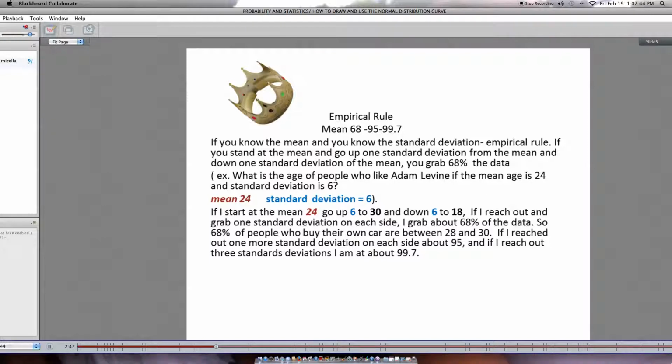So if I move over 1 to the right, I move up 6. That gives me 30. And if I move 2 standard deviations, I go to 36. And if I move right 3 standard deviations, I go to 42. Same thing on the other side. If I move 1 standard deviation to the left, now I drop down to 18. If I move 2 standard deviations, that means I move 6 down, and then 6 more down, that's 12 down. So that gives me 12. And if I move 1 more standard deviation, I'm moving 6 more down, which is 6.